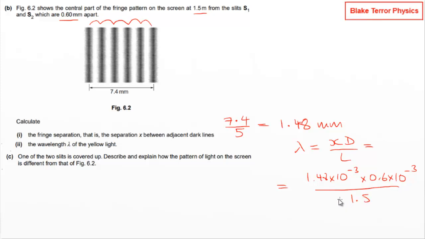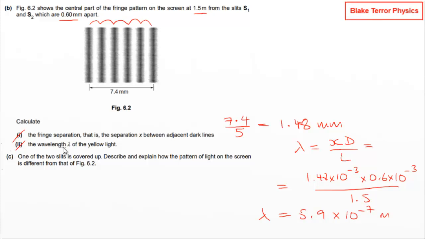So tapping that in, well, I mean, we can see it's going to be marginally less than 6 times 10 to the minus 7. So 5.9 times 10 to the minus 7 meters is giving us our wavelength, to two significant figures. So that's good. Right, now we've got one of the two slits is covered up.